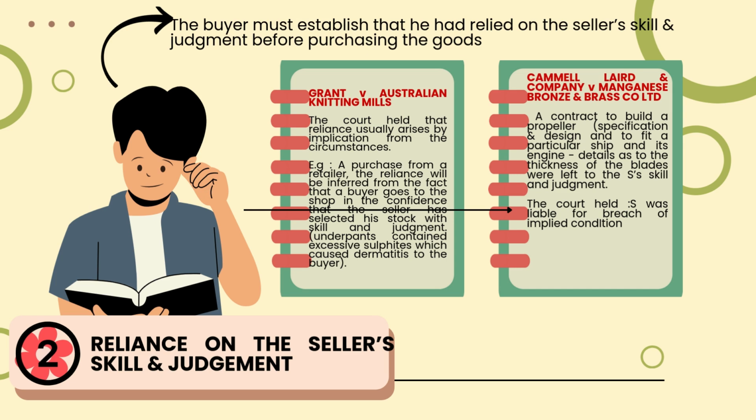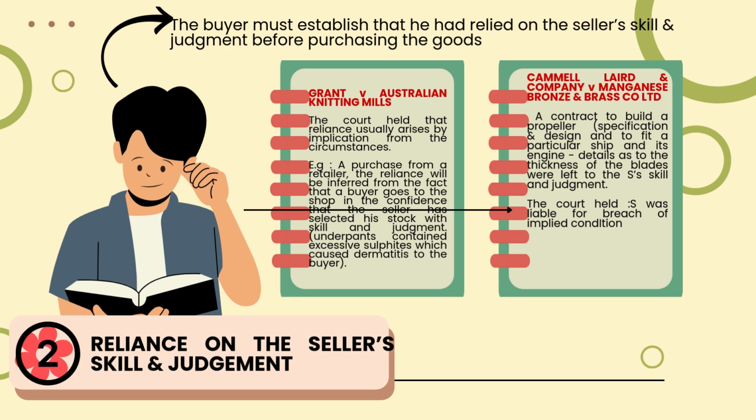So what happened in this case was the plaintiff suffered from severe dermatitis after wearing underpants bought from the retailer John Martin & Co. Apart from suing the retailer, he also sued the defendant, who was the manufacturer, alleging that they had been negligent in failing to take reasonable care in the preparation of the garments. The garments in question contained excessive sulfites, which caused dermatitis to the buyer.